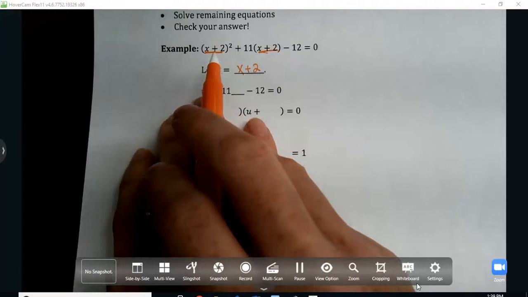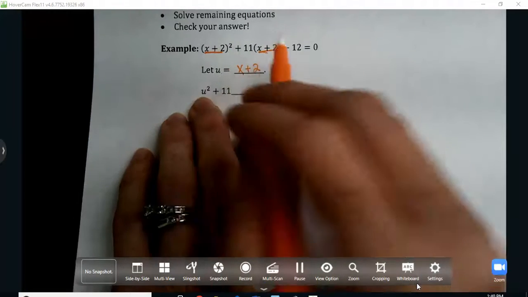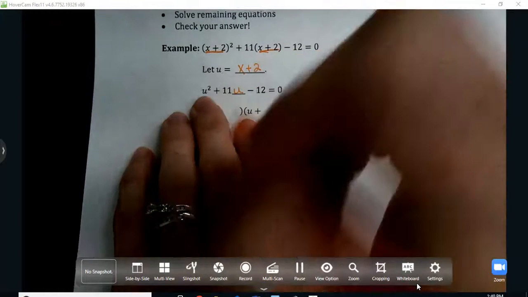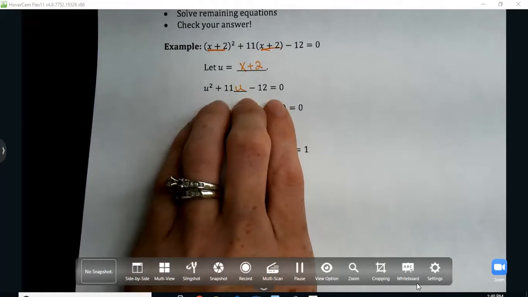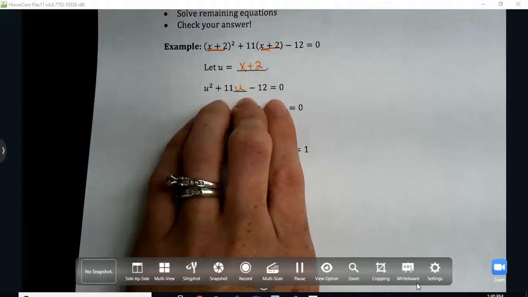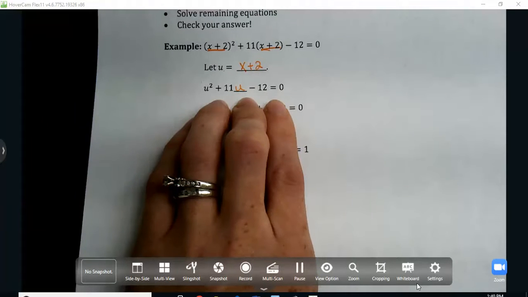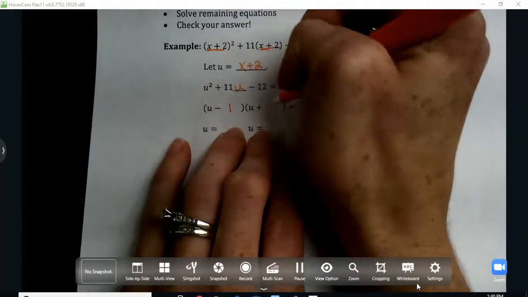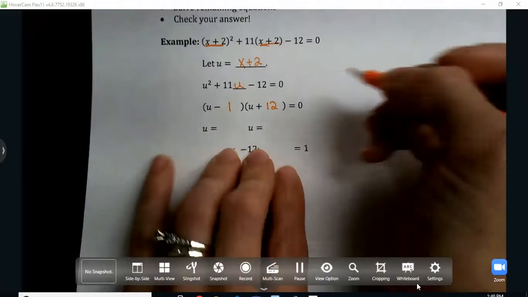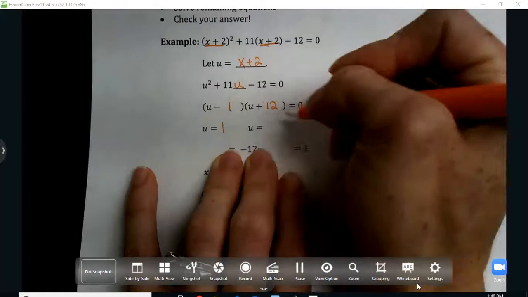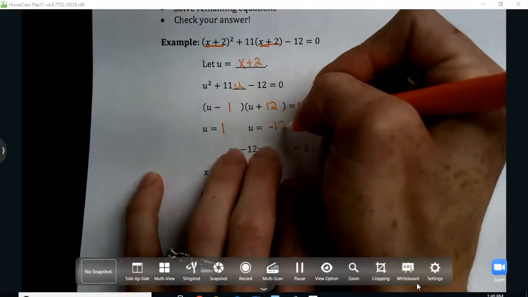So then x plus 2 squared is u squared. 11 times x plus 2, which I'm just changing to a u, minus 12. Why is this helpful? What can you do with that? Yeah, easy method. What multiplies to negative 12 and adds to positive 11? Thank you. Negative 1 and positive 12. So if we set those equal to 0, we get u to equal positive 1 and negative 12.